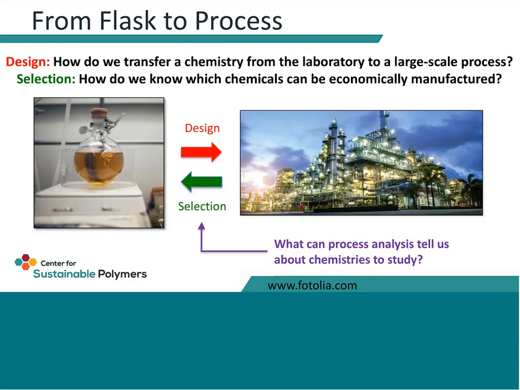But that's one way of thinking about it. There's also the reverse way, which is we can imagine that anything we work on in terms of basic science will contribute to some chemistry or catalytic technology, and then that could potentially be scaled up. So what you want to think about is, how could I select the chemistry that I work on such that it could go through a design process and ultimately become a process technology? One way to think about this is, what can process analysis tell us about chemistries to study? And how can it shape our thinking about what type of fundamental research we do?